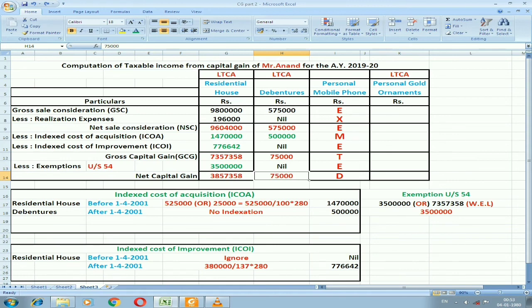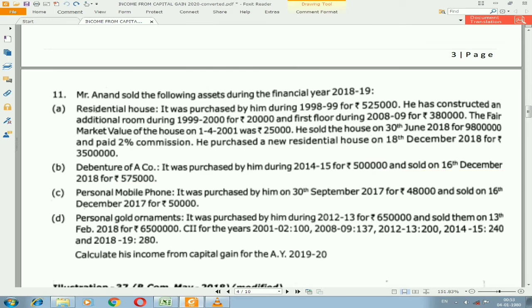Then exemption we are not having, as this particular asset doesn't have any investments. In this illustration they have mentioned investments for each particular asset. If we have, we can consider. If we don't have, we are not going to take exemption. Third one will be exempted.